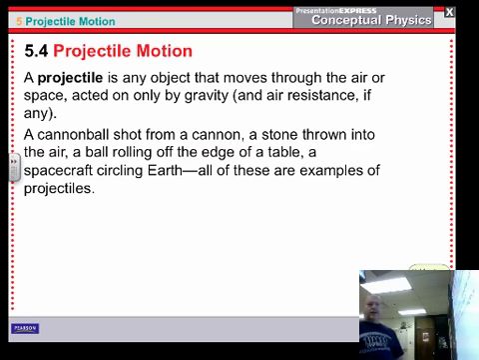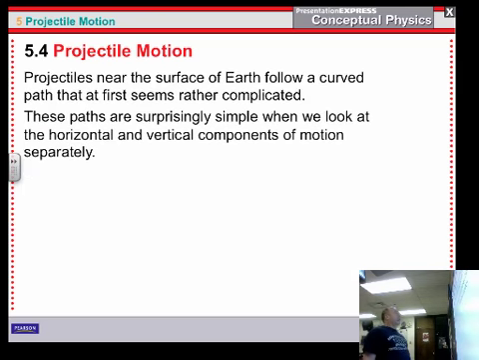So when we're talking about a projectile, we're talking about anything that moves through the air or space and is acted on only by gravity, or air resistance also. But of course, we're in a perfect world, so we're not going to worry about air resistance very much. We could be talking about a cannonball being shot, or a rock thrown in the air, or a ball rolling off the edge of a table, or even a spacecraft circling the Earth. All of these are examples of projectile motion. Maybe you didn't think of that spacecraft one, but it follows that same projectile motion path that we're going to talk about here.